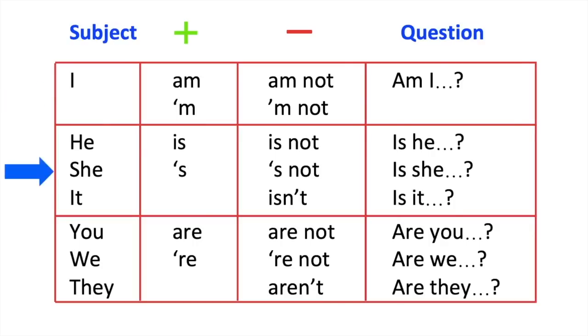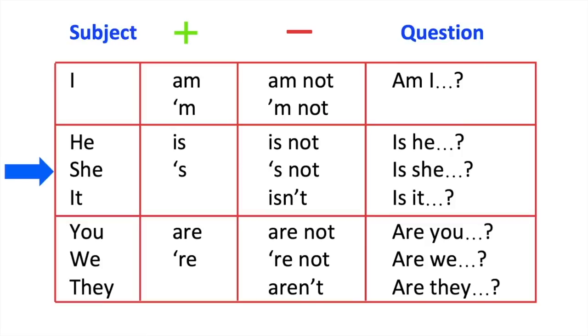The verb is is used for singular nouns. A singular noun refers to one person, place, or thing. He, she, it, or a name of a person. The positive form is the subject plus is. For example, he is, she is, it is. Or we can use the contraction, he's, she's, it's.